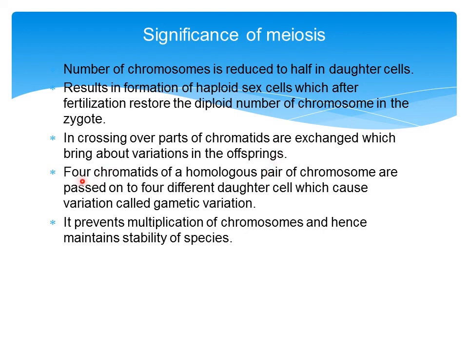The next importance is that the 4 chromatids of a homologous pair of chromosomes are passed on to 4 different daughter cells. This also causes gametic variation. So all will look different. All the siblings will have different skin color. So there will be gametic variation. It also prevents the multiplication of chromosomes, and hence maintains the stability of the species. This is all about the main significance of meiosis.